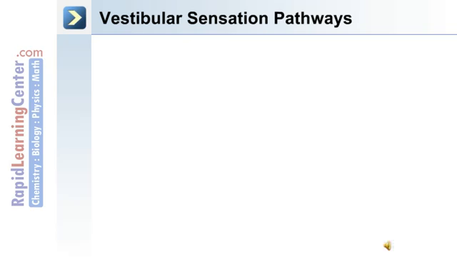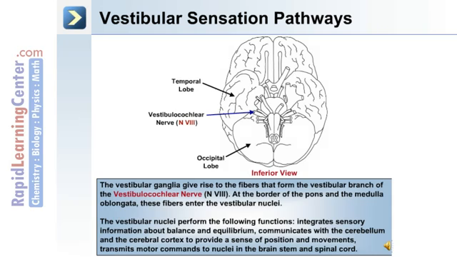The vestibular sensation pathways. The vestibular ganglia give rise to the fibers that form the vestibular branch of the vestibulocochlear nerve. At the border of the pons and the medulla oblongata, these fibers enter the vestibular nuclei. The vestibular nuclei perform the following functions. They integrate sensory information about balance and equilibrium. They communicate with the cerebellum and the cerebral cortex to provide a sense of position and movements, and they transmit motor commands to the nuclei in the brainstem and spinal cord.